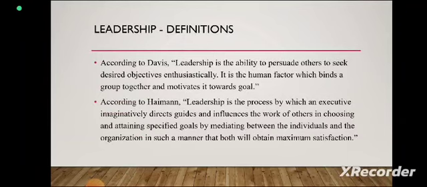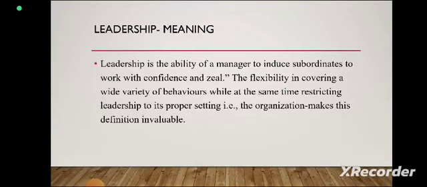These are some definitions for leadership. According to Davis, leadership is the ability to persuade others to seek desired objectives enthusiastically. It is the human factor which binds a group together and motivates it towards goals. So, what is leadership? Leadership is the ability of a manager to induce subordinates to work with confidence and zeal.